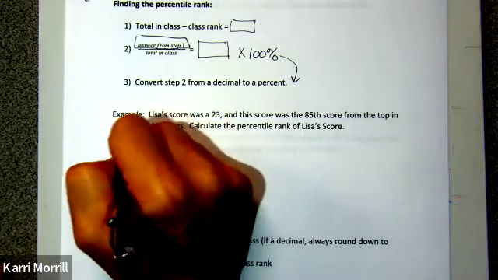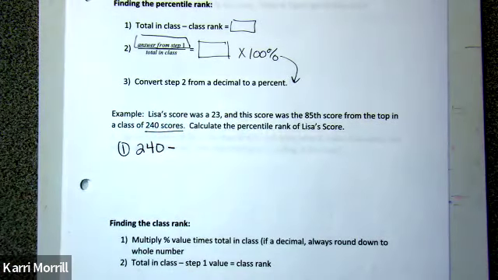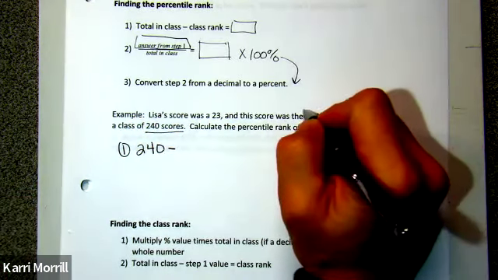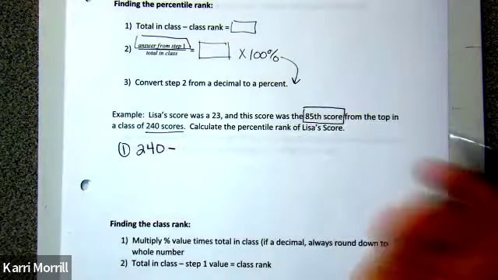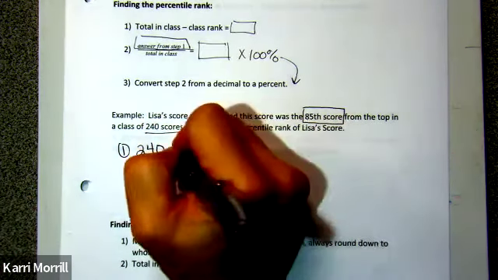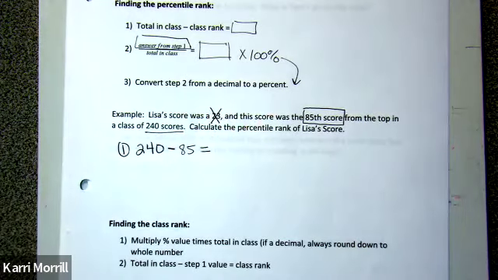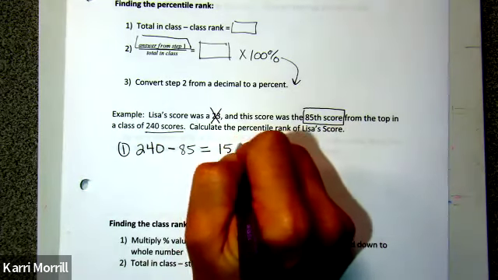So the first step would be taking the total amount and subtracting our rank. We were the 85th score. We don't really care about Lisa's score in this case. That 23 is extra information. So if they were the 85th score, we're trying to find out how many were below, so we subtract. So we say 155.